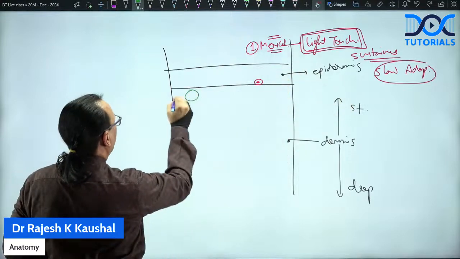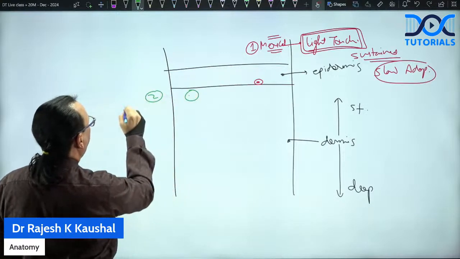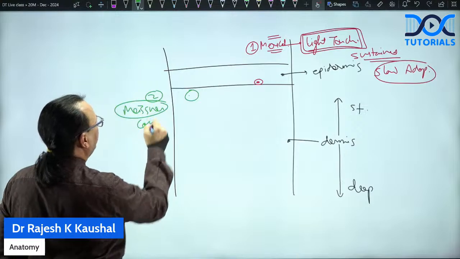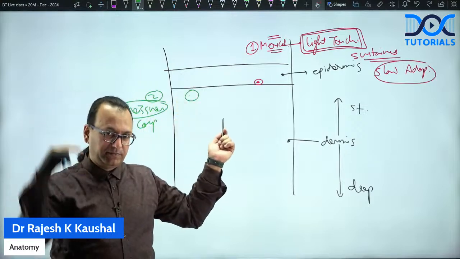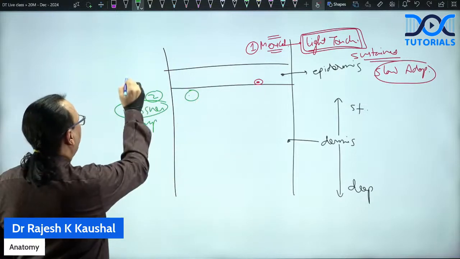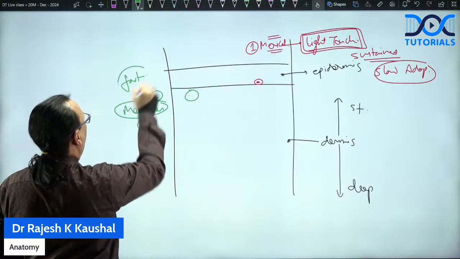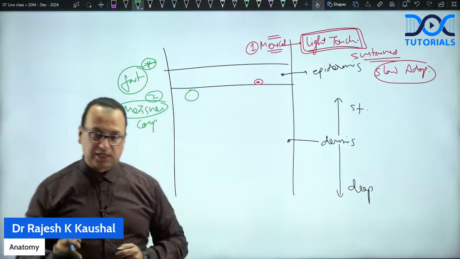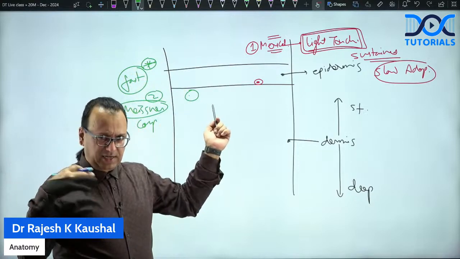Number 2 is here, and as we are telling the name, it is the Meissner corpuscle. As we talk about the Meissner corpuscle, it is at the dermo-epidermal junction, and it is also working for light touch, but it is rapidly adapting. So it is the Meissner corpuscle, and it has certain functions.